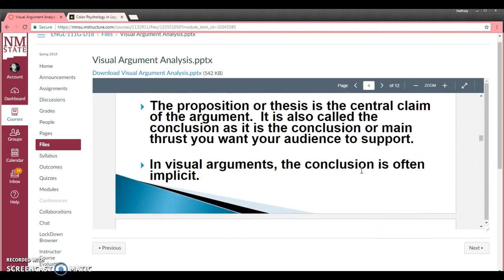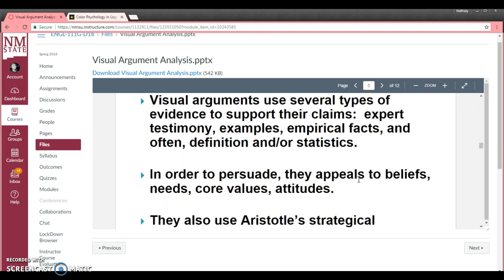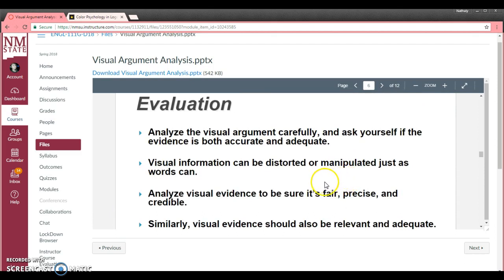There are so many different ways to argue. You can have an argument orally through debate. You can have an argument through writing, and you can also have an argument through visual ads, PSA posters, things like that. All of those are considered visual arguments.